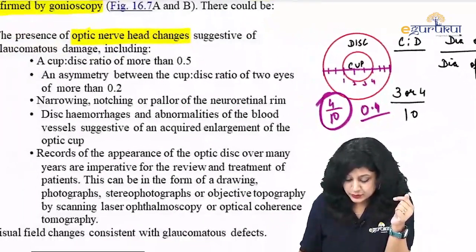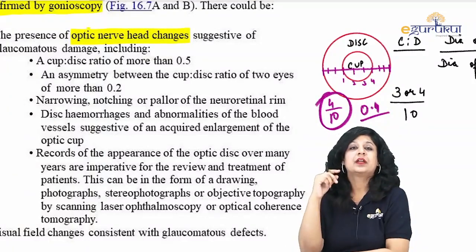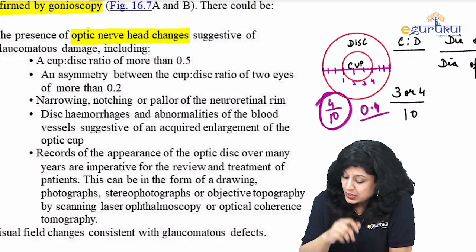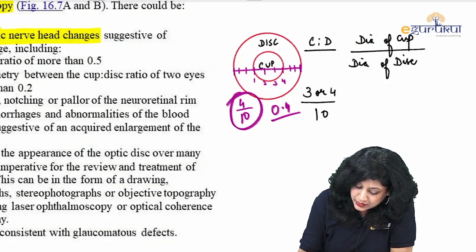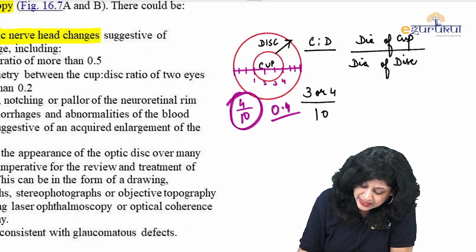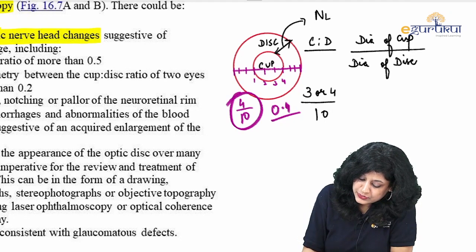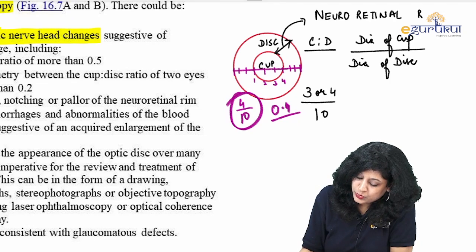From there we get actually the optic disc CD ratio. Then you have got something which is this. What is this? This is actually the nerve fiber layer thickness. So this is called as the neuroretinal rim. This is called as the neuroretinal rim.